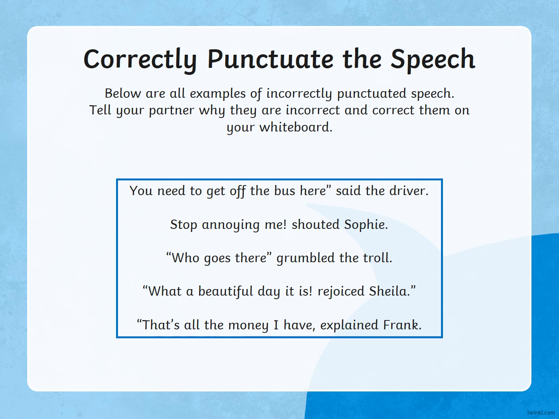Okay, below are all examples of incorrectly punctuated speech. Tell your partner why they are incorrect and correct them on your whiteboard. Obviously, we don't have our whiteboard with you, so that will be in your workbook or on a piece of paper. And your partner might be your mum, your dad, somebody in your family that lives with you in the house. Have a word with them, chat to them. If you haven't got anybody to talk to about it, have a go on your own.